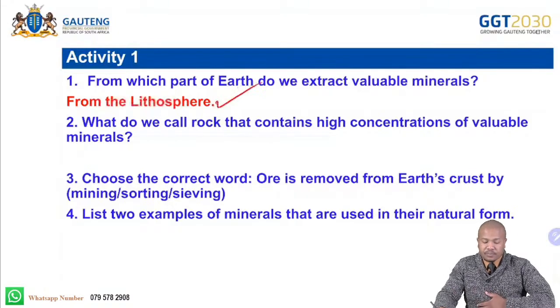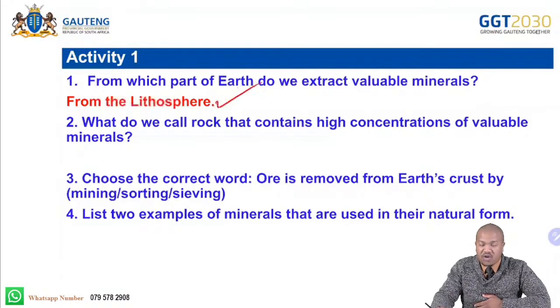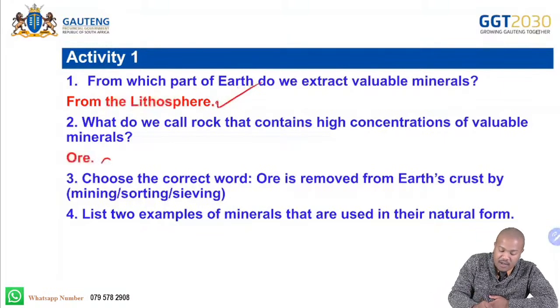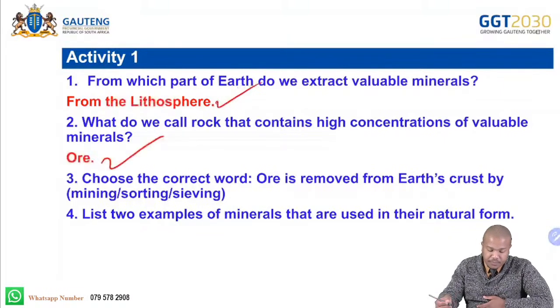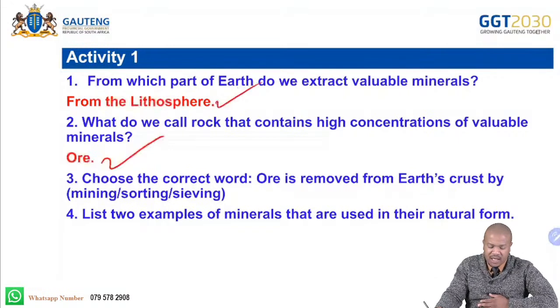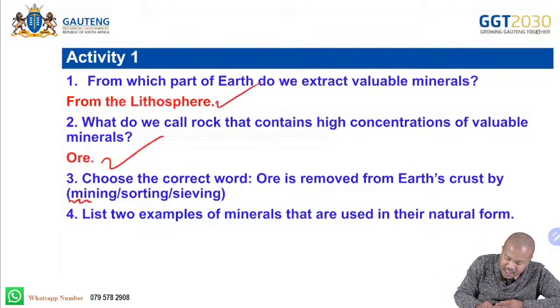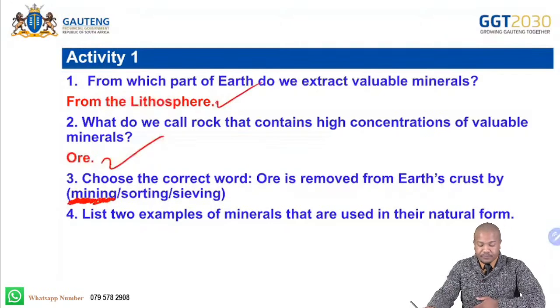Number 2, what do we call the rock that contains high concentrations of valuable minerals? That is an ore, O-R-E, ore. Then number 3, choose the correct word. Ore is removed from the earth's crust by mining. So you have to circle or underline the correct word.